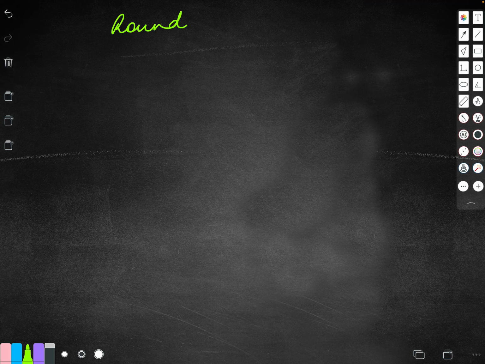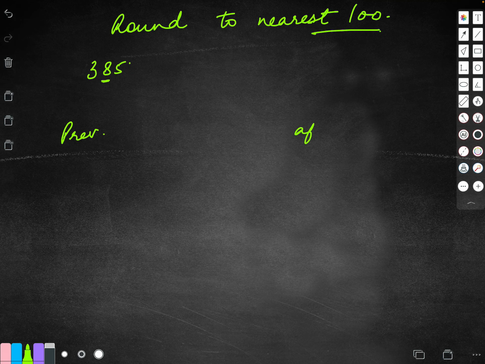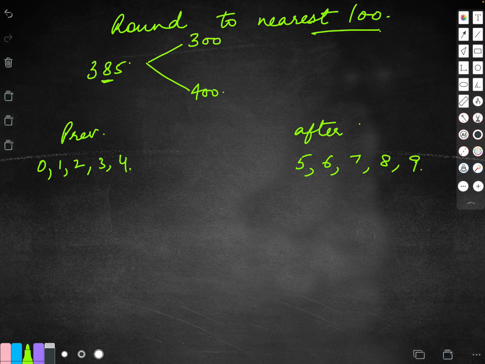Now let us quickly see, if I have to round to the nearest 100, what will I do? Say I have taken 385. For rounding to the nearest 100, I will look at the tens place. The rule is the same. One is the previous box, one is the after box. In the previous box your digit should be 0, 1, 2, 3 and 4. In the after box your digit should be 5, 6, 7, 8 or 9. So here it is 8. You have two options, either 300 or 400.